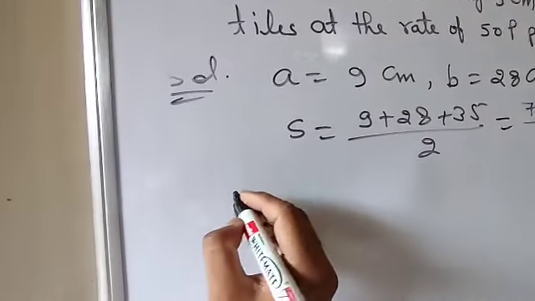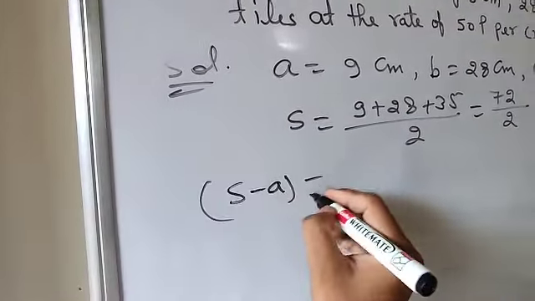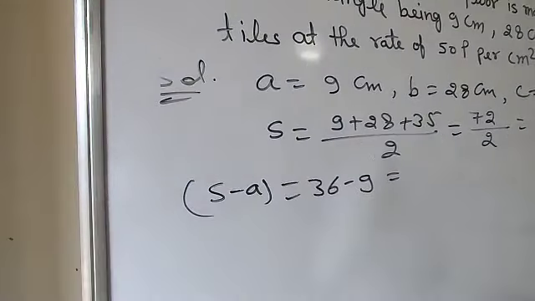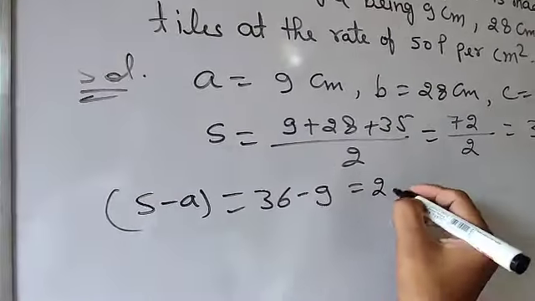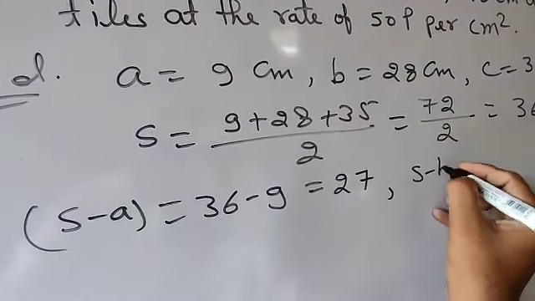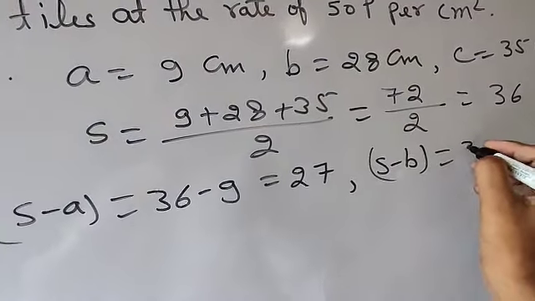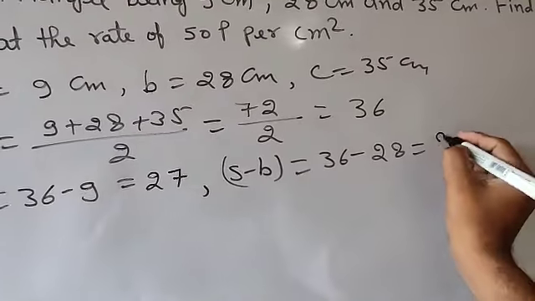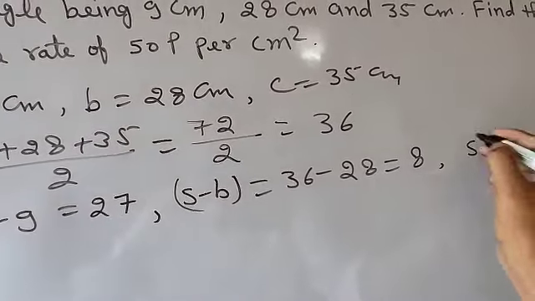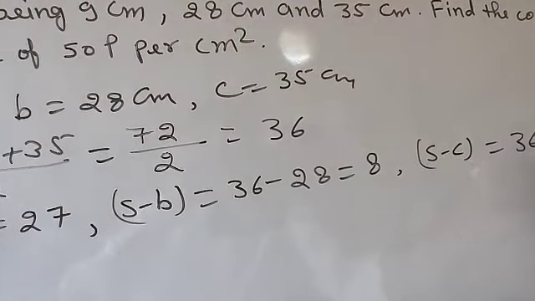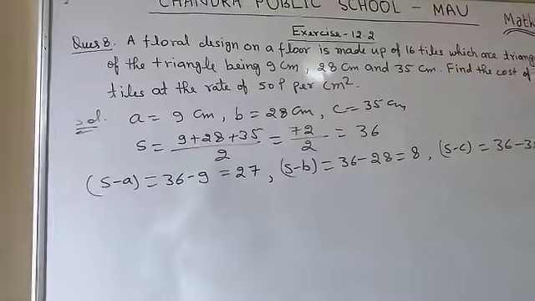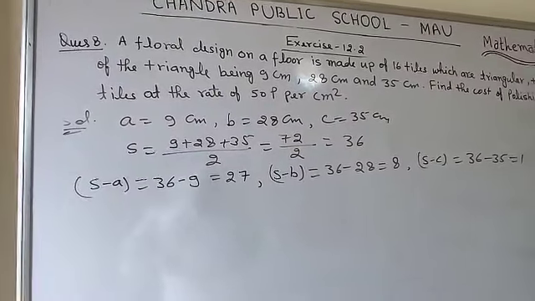Now you will find s minus a, s minus b, s minus c. So s minus a equal to 36 minus 9, that is equal to 27. Now s minus b is equal to 36 minus 28, that is equal to 8, and s minus c is equal to 36 minus 35, that is equal to 1. So here I got the values of s minus a, s minus b and s minus c.